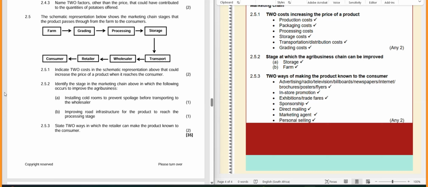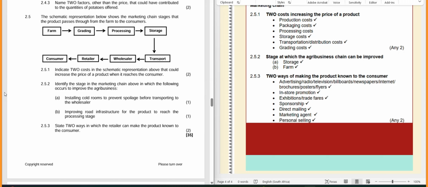Right, so we are installing what? The cold rooms. Okay, that means the facilities that can regulate the temperature, and those rooms make sure the temperature in those facilities remains cool or cold, right? So the temperature in those facilities remains cold so that we can prevent spoilage of the produce that is stored in those facilities.